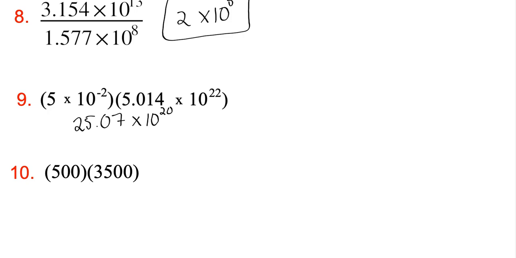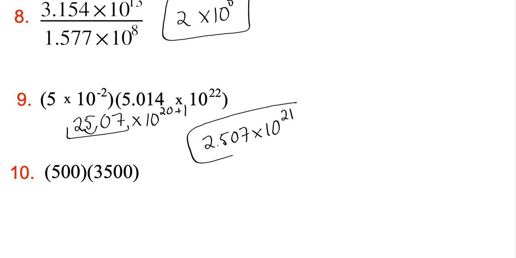Okay? Before you're done, we got to look at this. Is it between 1 and 10? It's not. So that means we have to move our decimal place 1 again, just like we did up above. Okay, if we're moving it 1 to the left, making it smaller, that means you add 1 to that exponent, or add however many places you move. So 2.507 times 10 to the 21st.